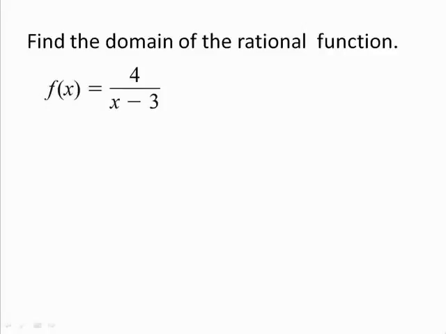Find the domain of the rational function. f of x equals 4 divided by the quantity x minus 3. The domain of this function is all points where the denominator is not equal to 0, because you cannot divide by 0.